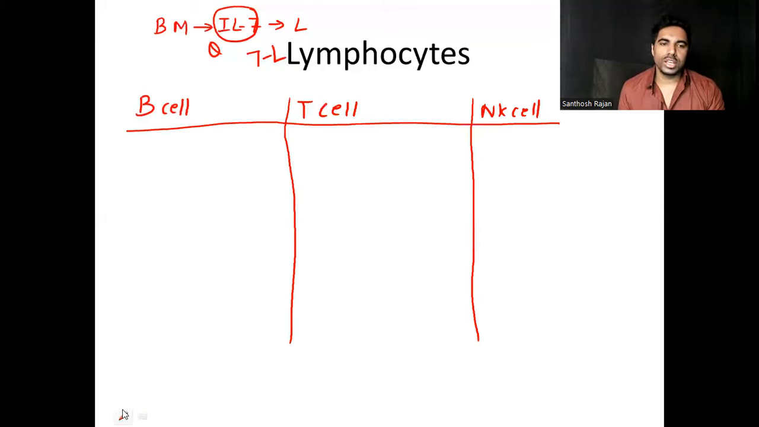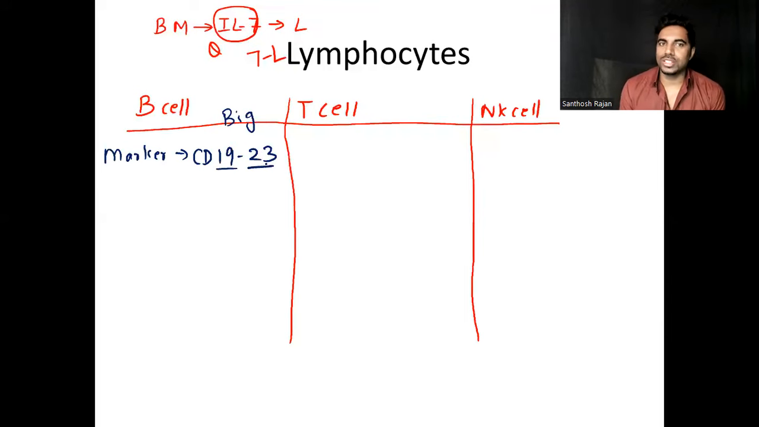First of all, the most important thing here is the marker. So first of all, the markers. Let's talk about the marker. When you talk about the marker, see, B is big. B for big number. So what are the markers? CD19 to 23 are the markers. Okay. Remember this. This one is important.